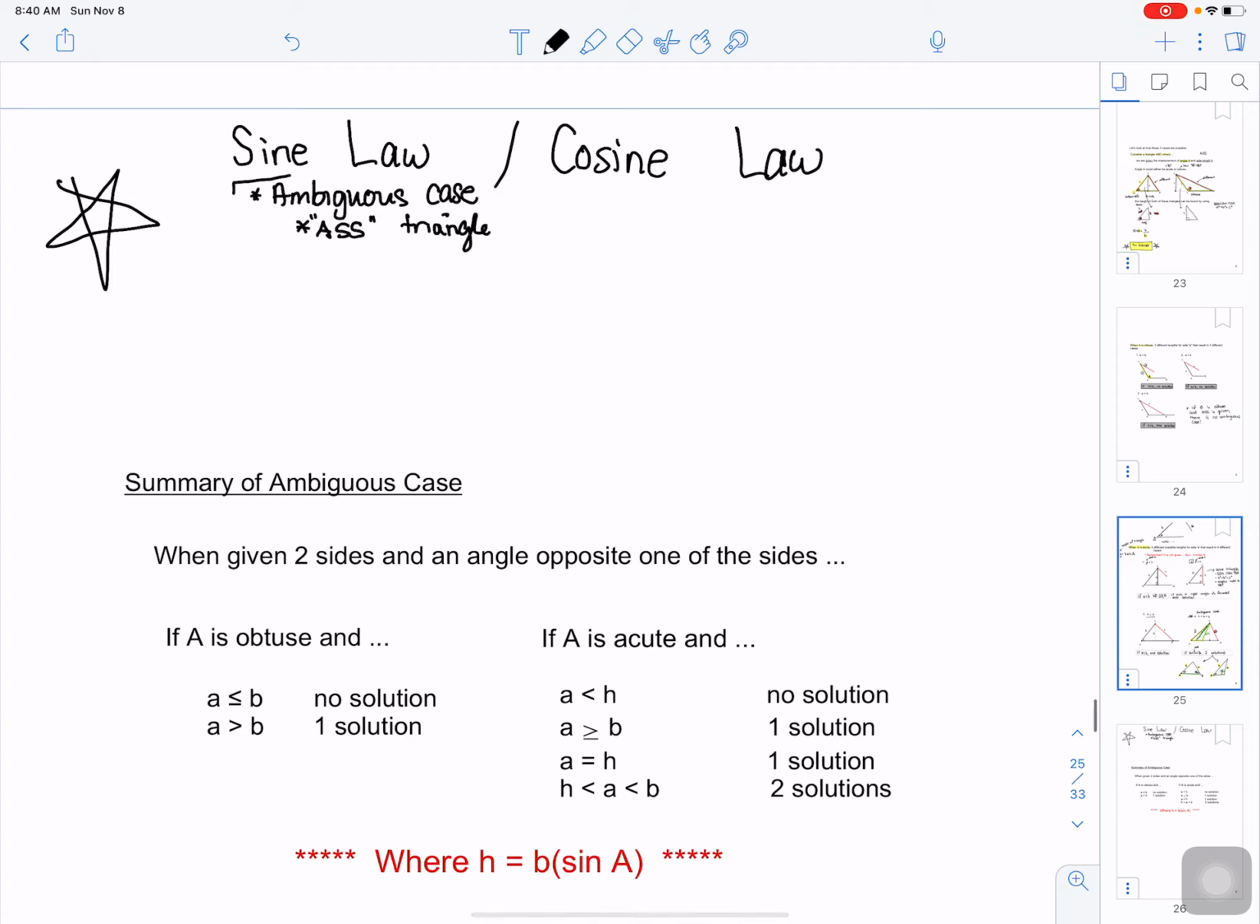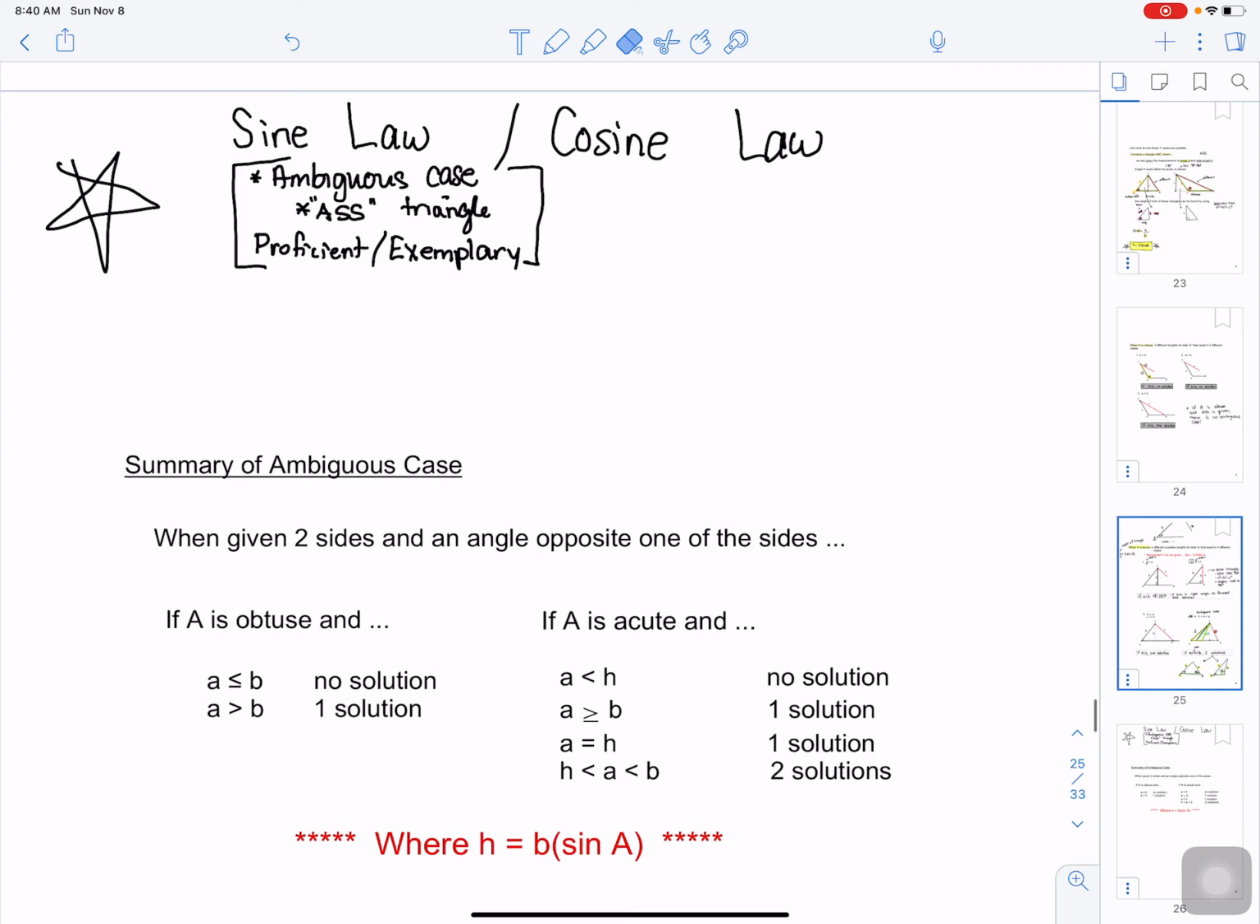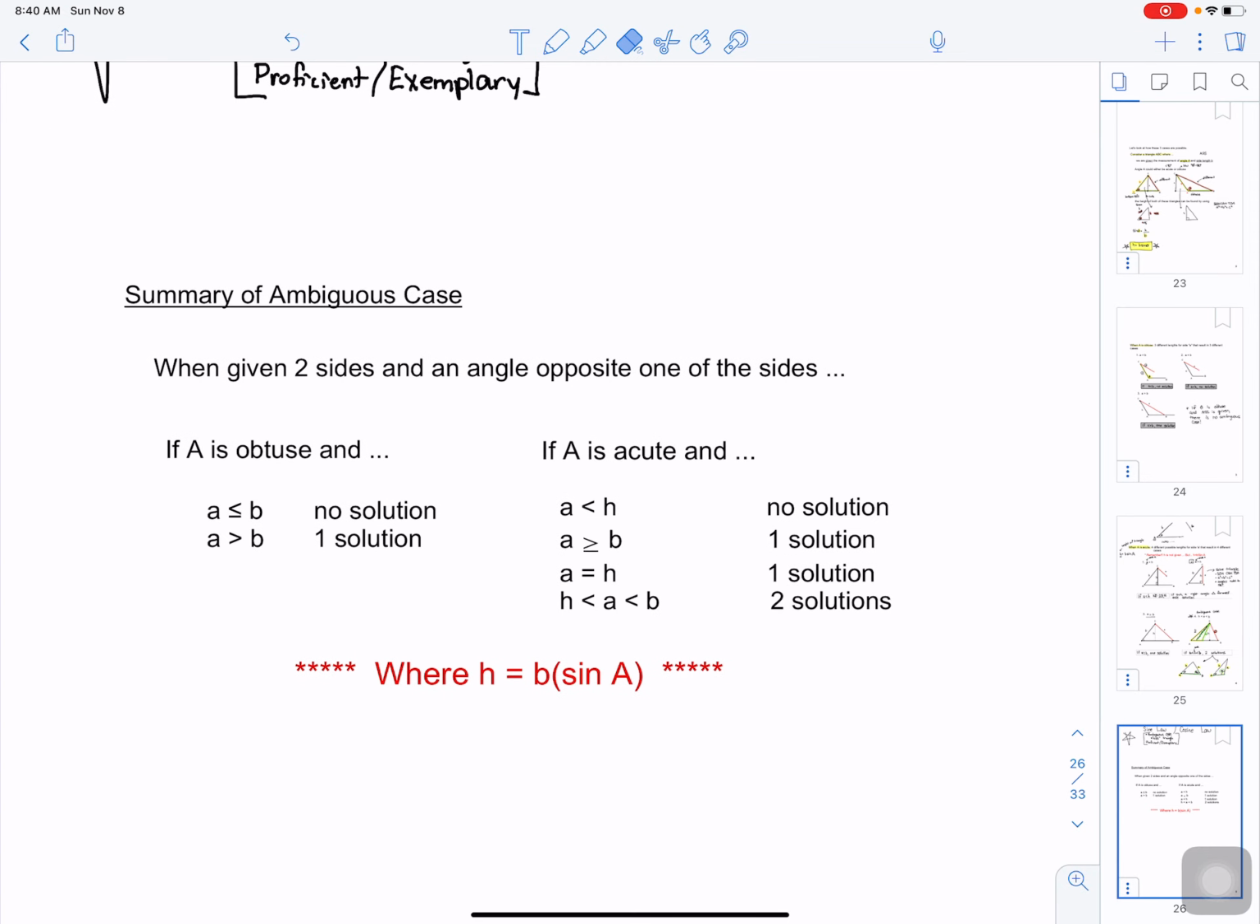Now, if I give you the ambiguous case on a test, it's already going to be in the proficient and exemplary range. So I'm not going to ask a whole test with the ambiguous case, because it's a very challenging idea for students, and it's saved for those proficient and exemplary problems. If you understand everything in the outcome except have a little trouble with the ambiguous case, you're probably not going to get into that upper proficient and exemplary range. Okay, summary of the ambiguous case.